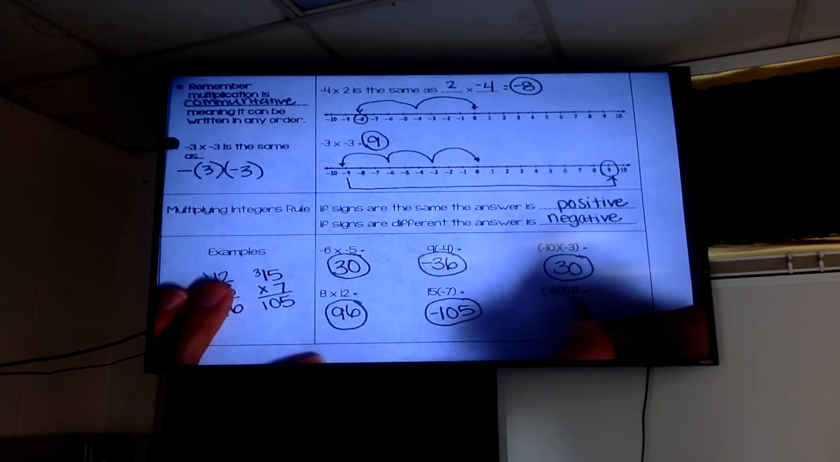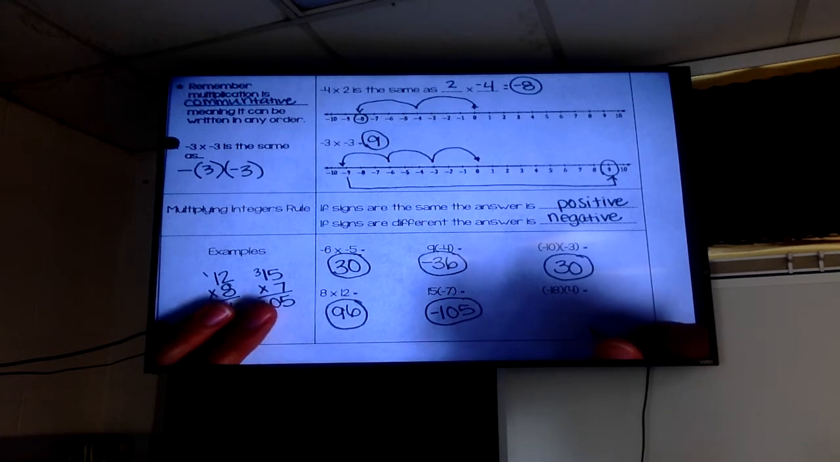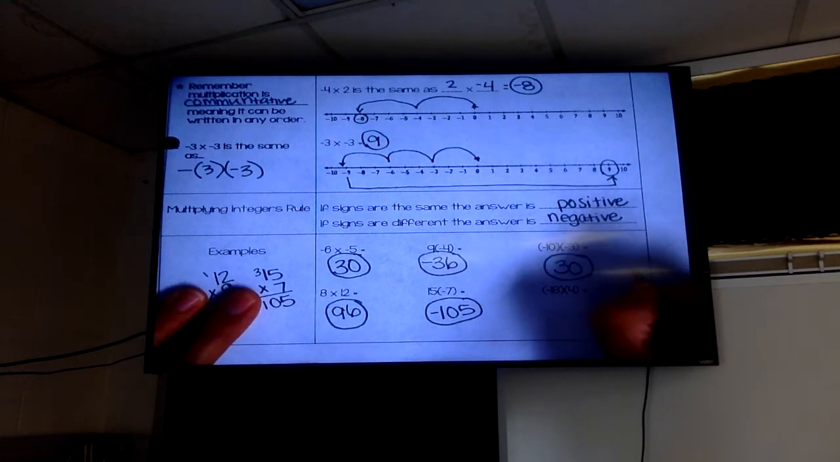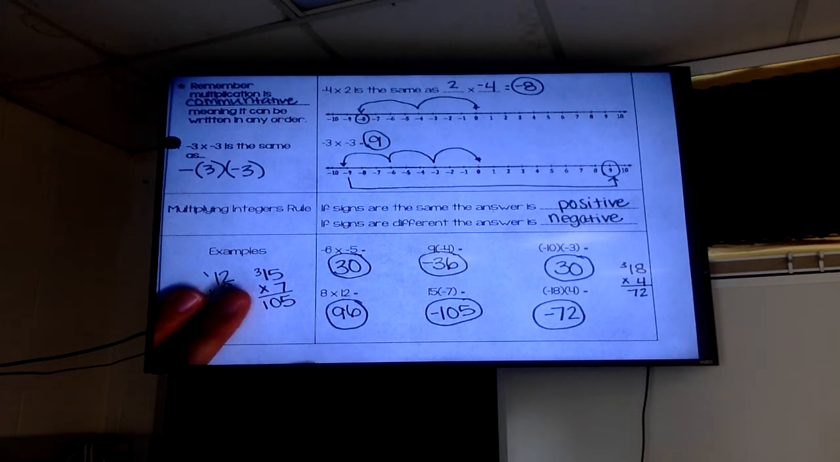Okay, negative 18 times 4. Again, we forget about the signs for a second and we just do 18 times 4. All right, so I'm not sure what that is. I'm going to do it over here. 18 times 4. 8 times 4 is 32. 4 times 1 plus 3 is 7. So I know it's 72. And my signs are different, and different is negative. So my answer is negative 72.